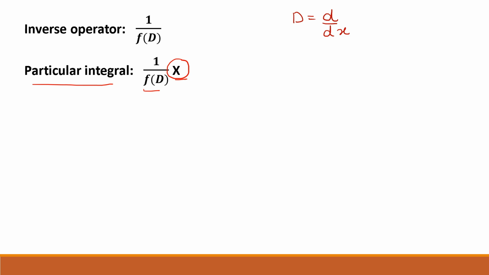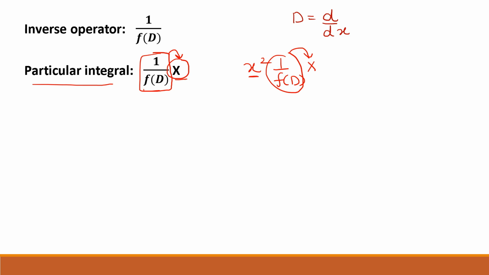And here the positioning of the functions is also very important. This operator operates on the things which are on the right hand side. For example, if I write x square 1 over f of D capital X, this operator will operate on capital X. It will not affect x square.